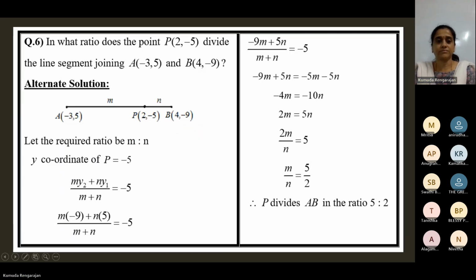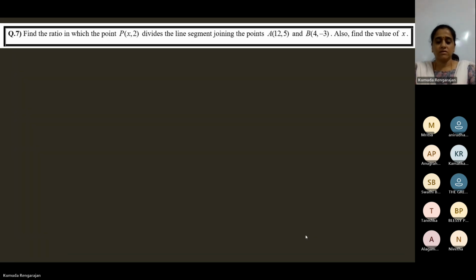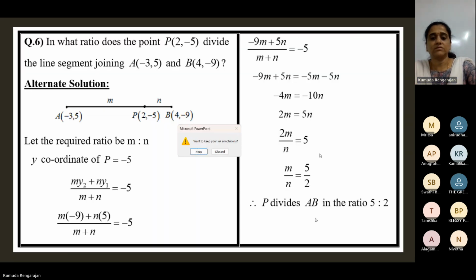Keshav wanted some questions and answers from arithmetic progression. So we'll just use the last 40 minutes now to revise AP.